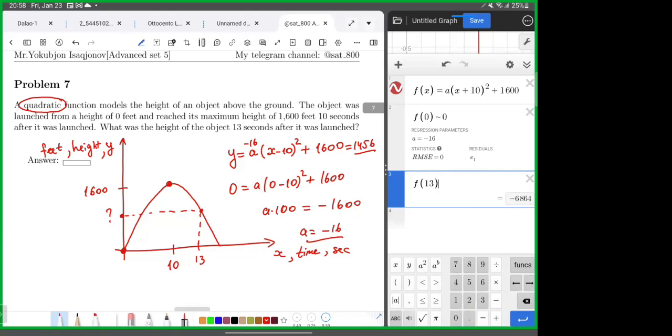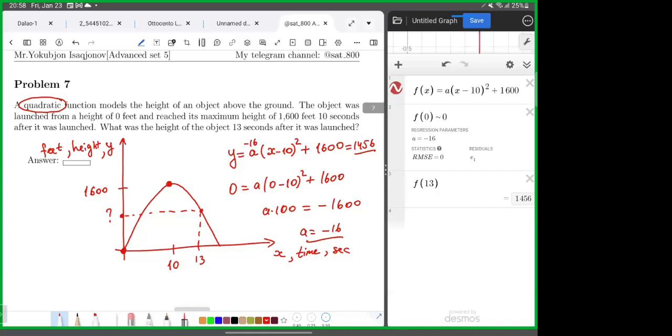Wait, let me check. Here somewhere we missed a minus sign. Here, minus sign. Definitely. Vertex form. Now you can see the problem is solved. The answer is found. After 13 seconds, there will be 1456. Yep.